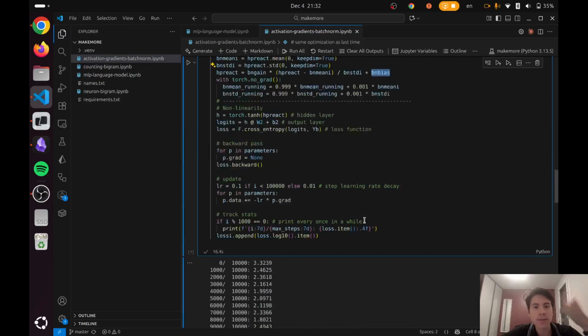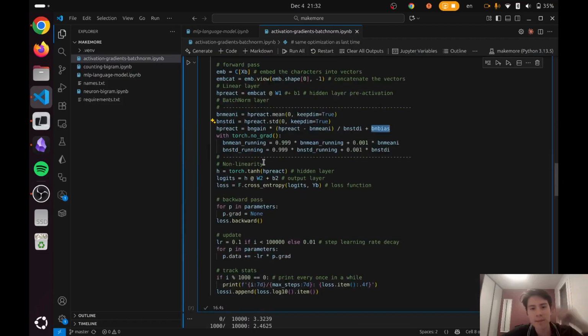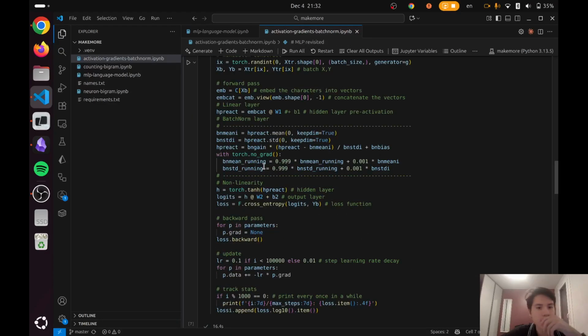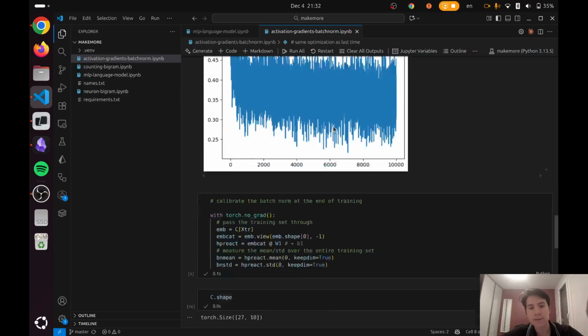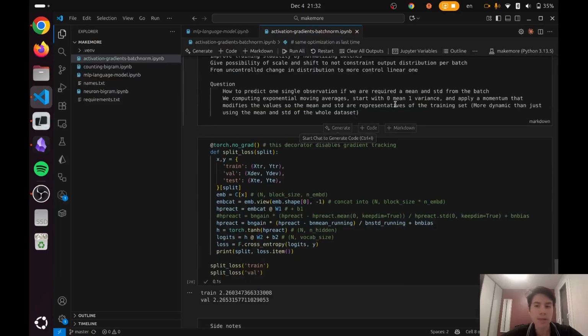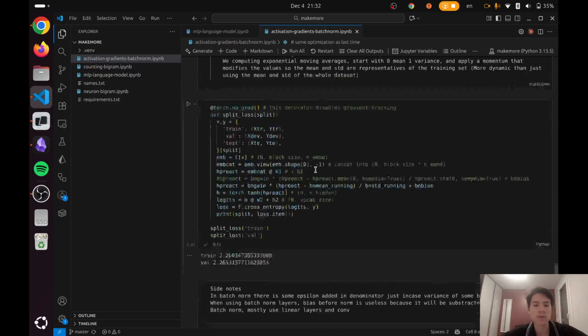The answer is that we save these into two parameters, which are like an exponential moving average and use something called momentum. We initialize these parameters at 0. Then we make them take into account the mean and the standard deviation of each batch in order to move around and reflect the nature of the training. And it's more dynamic than just using the mean and the standard deviation of the whole set.